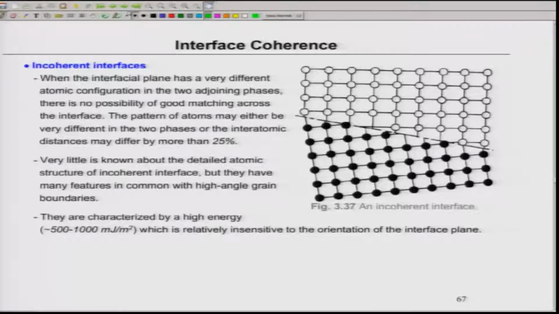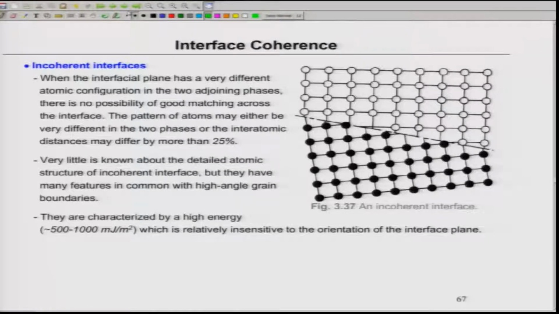Now, let us discuss the third case, which is known as incoherent interface. Okay, we have seen coherent, we have seen semi-coherent. What is an incoherent interface? When the interface plane has a very different atomic configuration in the two adjacent phases, completely different atomic configuration existing between the adjacent planes, and there is no possibility of good matching. It is impossible to do that, and such a pattern of atoms can either be very different in both the phases, or it is possible that interatomic distances may differ by more than 25%.